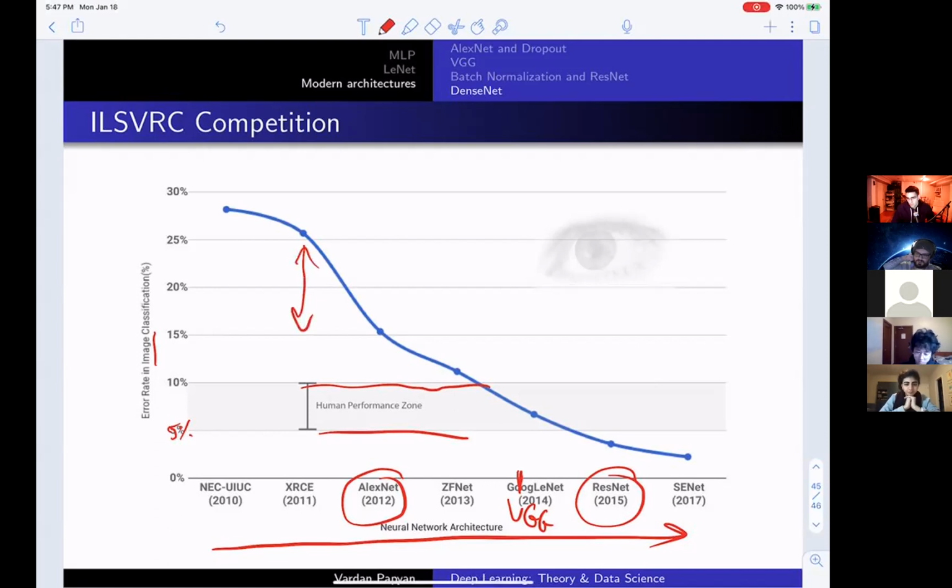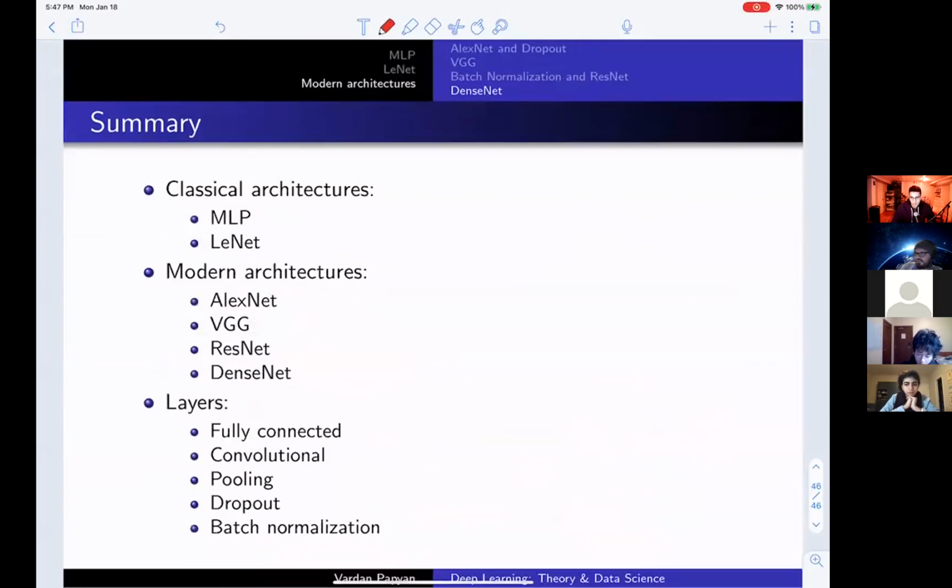So in 2012, the U of T team showed that you can improve the error by a significant margin compared to the previous year by using deep networks. And this has led to the revolution. So this is a summary of what we've seen today.